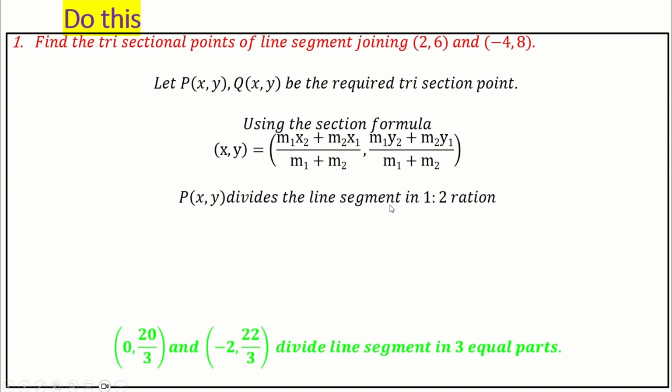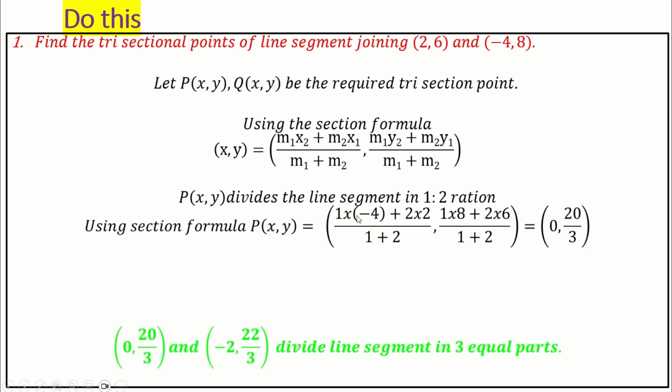First, P divides the line segment in 1 is to 2 ratio. So you apply the values: m1 is 1, m2 is 2, 1 plus 2. And these x2 and x1 will be reversed, so x2, x1, y2, y1. If you apply, you will get (0, 20/3) as the P coordinates.